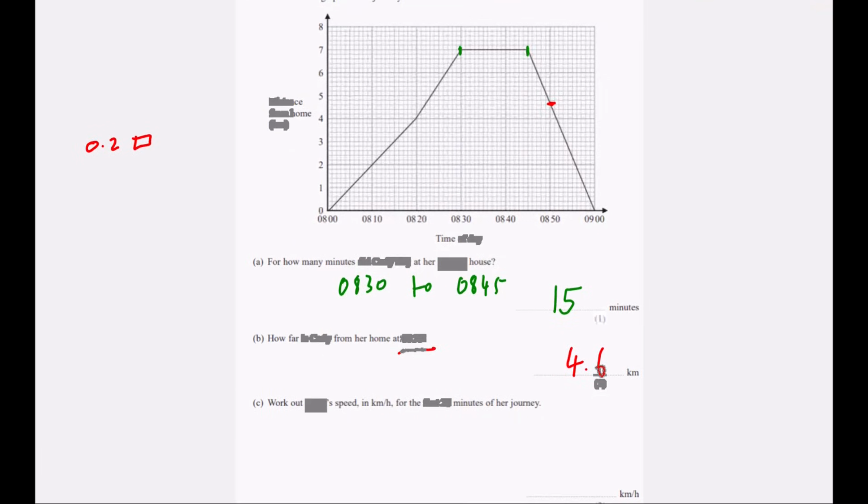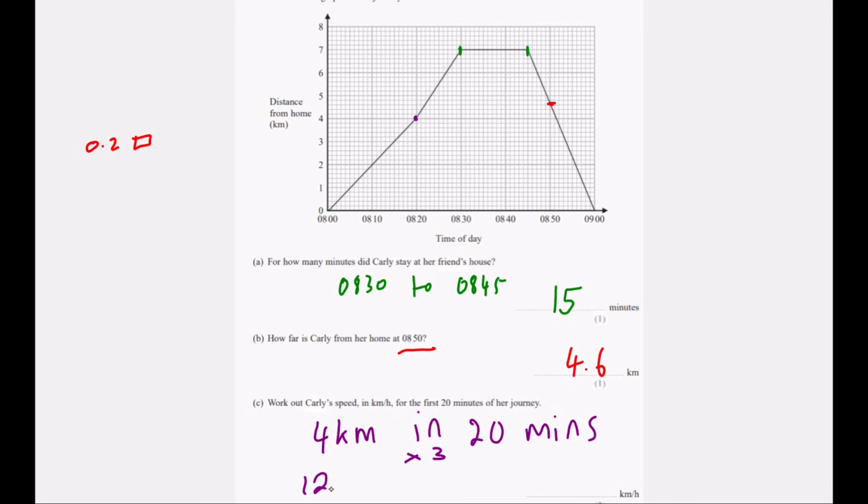Work out Carly's speed in kilometers per hour for the first 20 minutes. So here's the first 20 minutes. She goes 4 kilometers in 20 minutes. So how far does she go in an hour? There are 3 lots of 20 minutes in every hour. So if I times it by 3, it'll be 12 kilometers in 1 hour. 12 kilometers in an hour is 12 kilometers per hour. So 12.